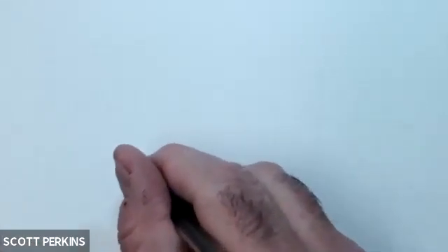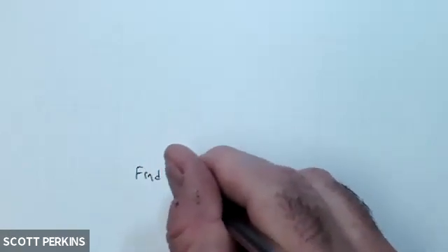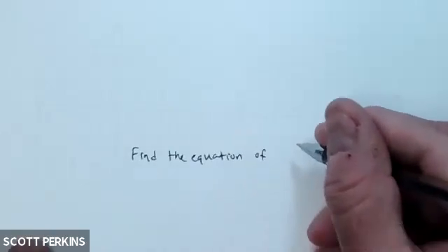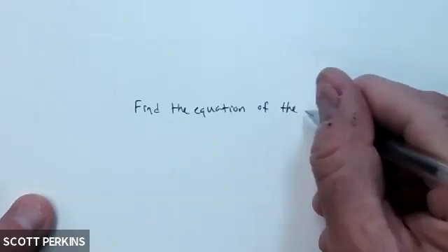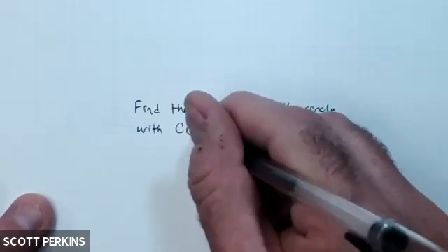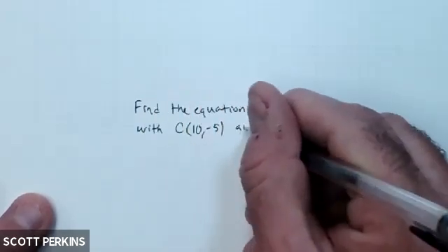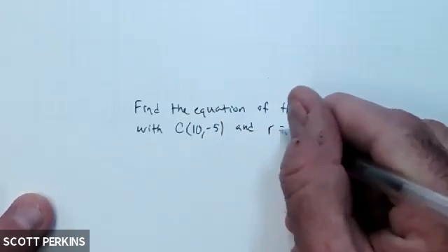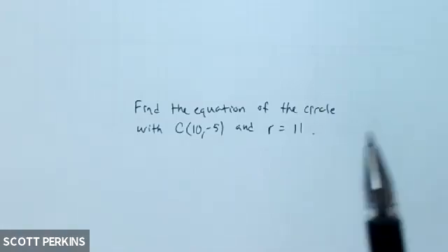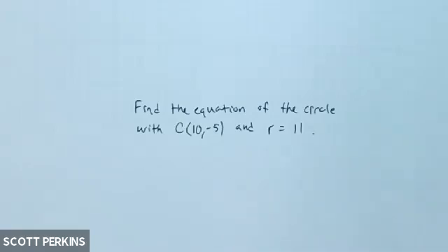Just to refresh our memory, I want you to find the equation of the circle with center 10, -5, and a radius equal to, let's go 11. Okay, so I'll give you 30 or 35 seconds just to recollect the center radius form of a circle, which was kind of our big thing from last time.